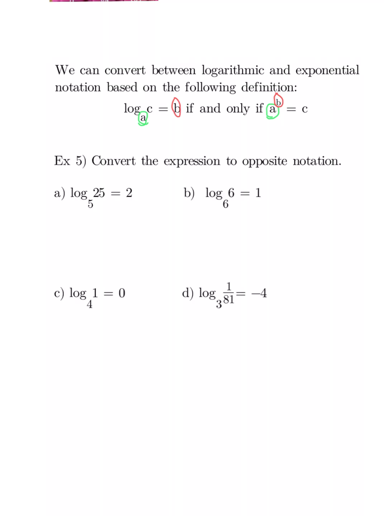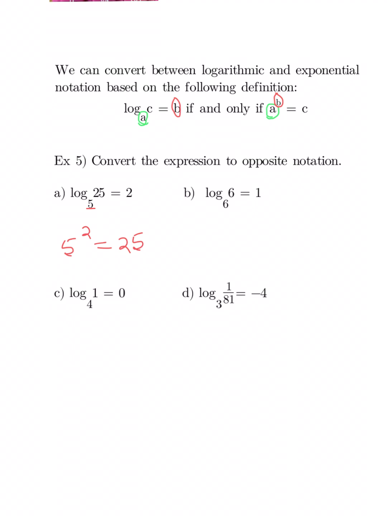On example 5, we are being asked to convert the expression we are given to the opposite notation. These first 4 are all in logarithmic notation, so we want to go to exponential notation. In order to do that, the base becomes the base of the exponent. The answer becomes the power, and then the argument, which is the 25, becomes the answer. Look at that. Do you get a true statement? 5 squared equals 25? Yeah, that's true.